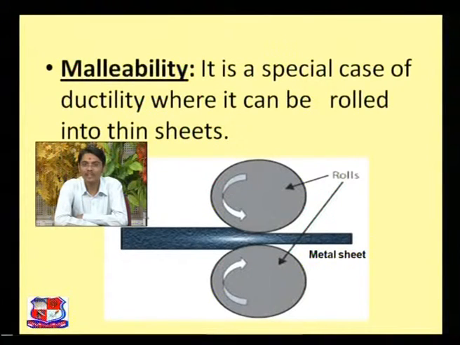So malleability is nothing but a special case of ductility where it can be rolled into thin sheets. Generally we use, in our home appliances and different engineering applications, thin sheets of metal, right. So whenever the material can be rolled into thin sheets, that particular property is called malleability.